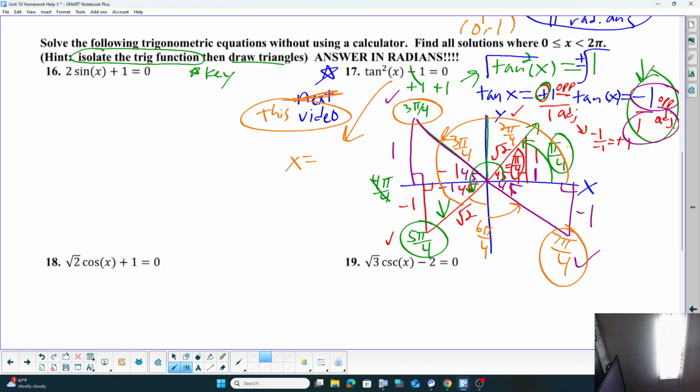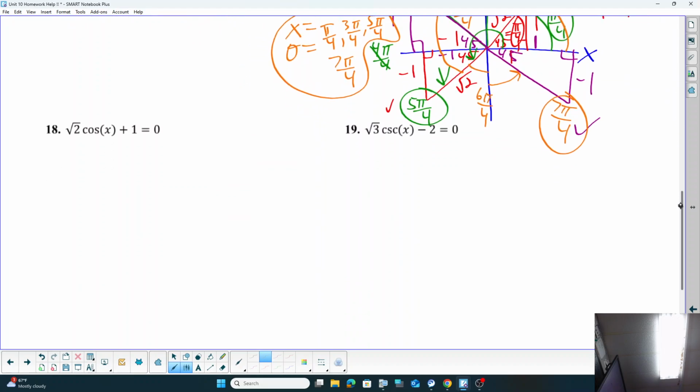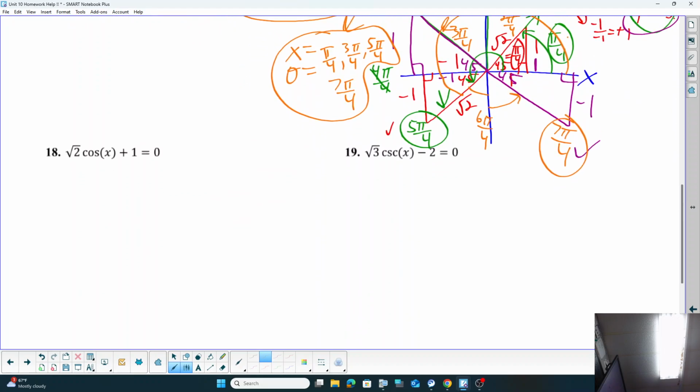Okay, so our 4 answers for x, actually theta as we would like to call it, but whatever. So that's pi over 4, 3 pi over 4, 5 pi over 4, and 7 pi over 4. 4 answers. Check all the answers. Okay, so now we're going to number 19 next.